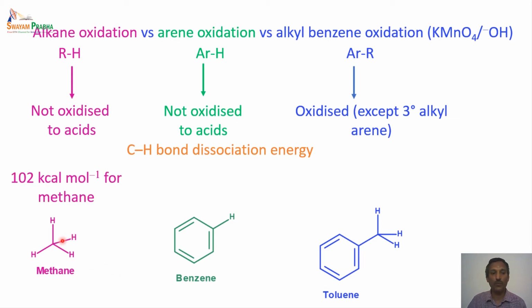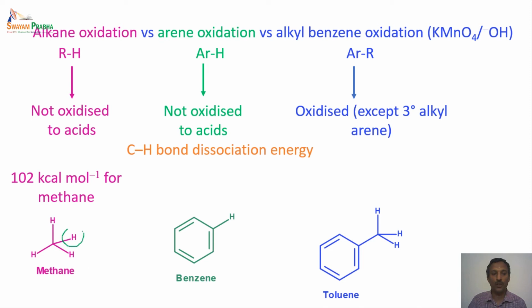So if we look at the CH bond, the CH bond dissociation energy is 102 kilocalories per mole for methane. It is a very high energy, so that means we have to supply a lot of energy to break this bond.